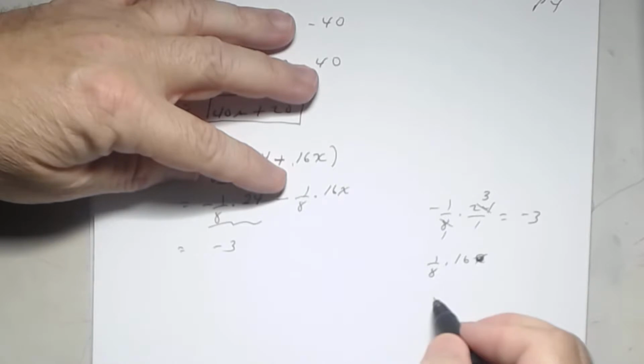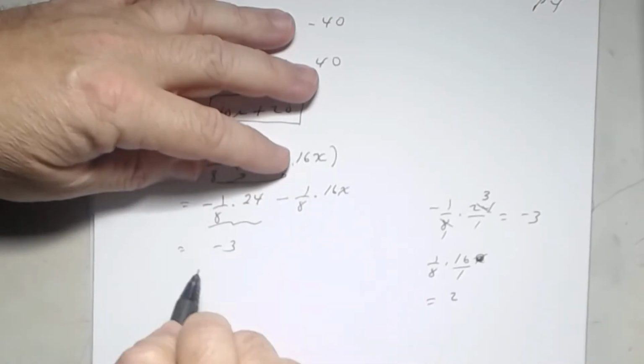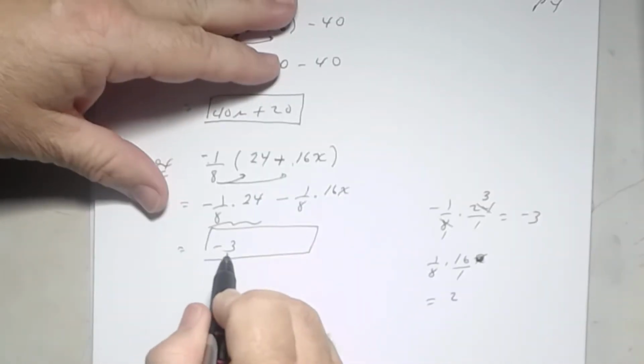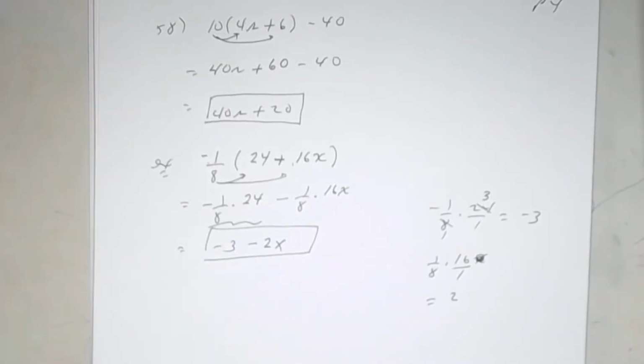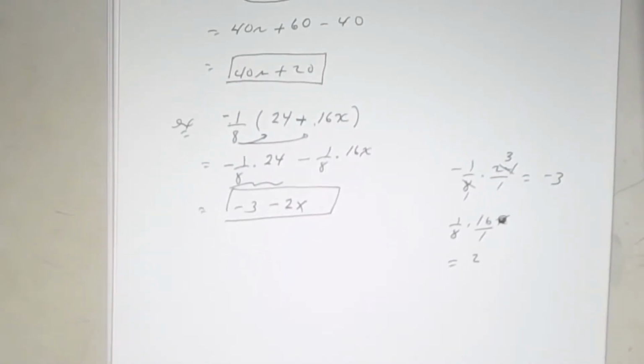What's 1/8 times 16? Y'all agree it's 2? Okay. But 1/8 times 16x though is what? 2x. So what do you think is going to be the answer here? Negative 3 minus 2x. All right, that's good. Okay, any questions? All right, let's look. Yes.